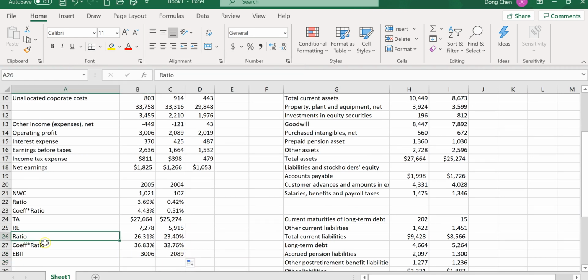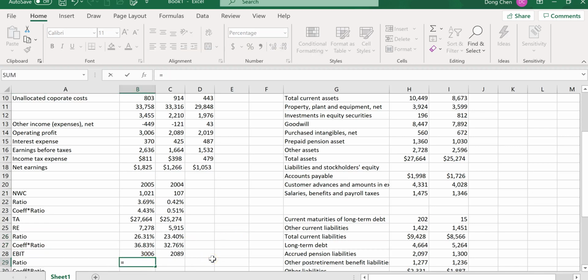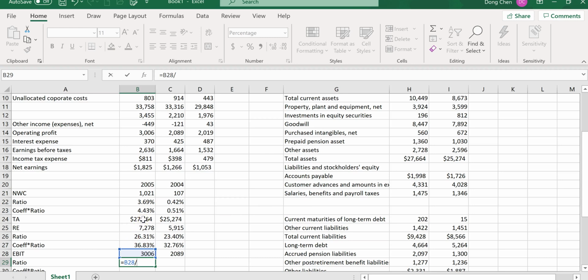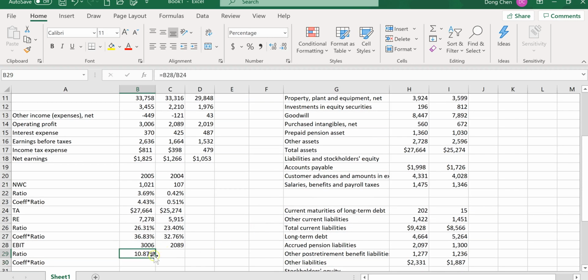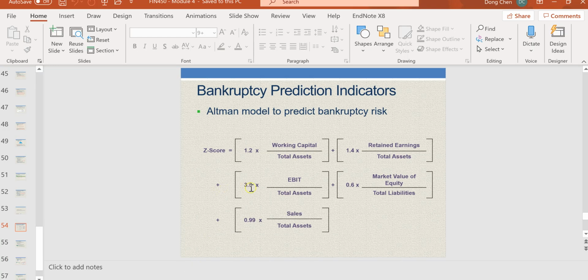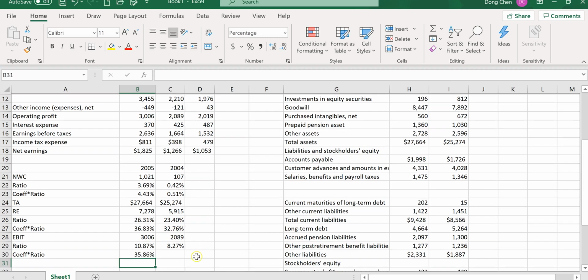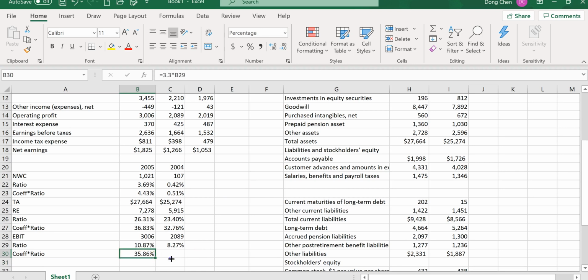And then again, this is the ratio and the coefficient times ratio. The ratio is EBIT divided by, I guess the denominator is still total assets, because later on the denominator will be changed to total liabilities, so we need to be careful. Still, this is total assets, and pull the cell to the right to get the 2004 number, and the coefficient here is 3.3, 3.3 times this EBIT over total assets, and just pull the cell to the right.